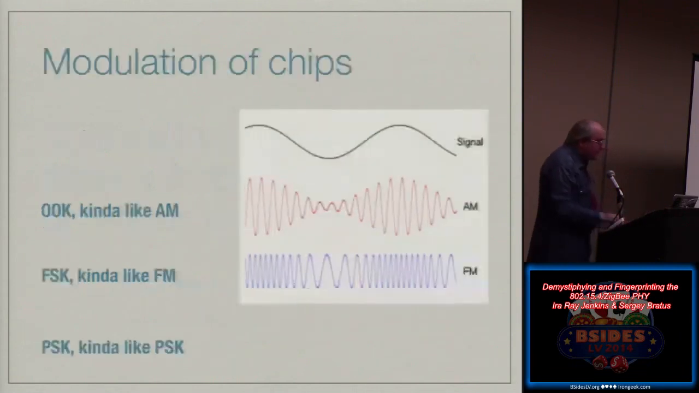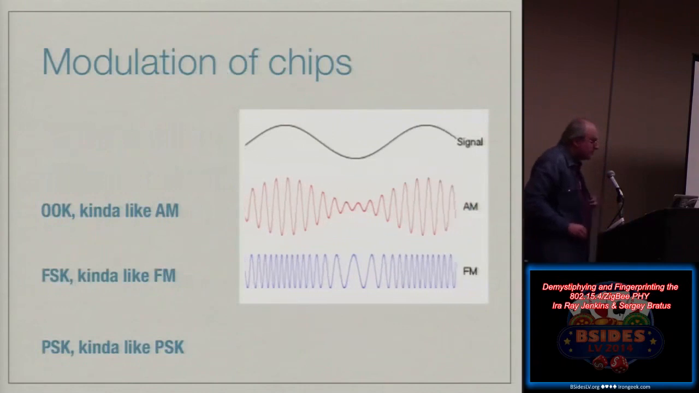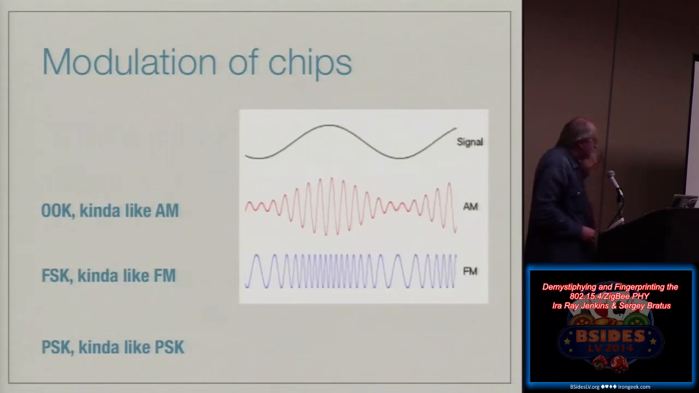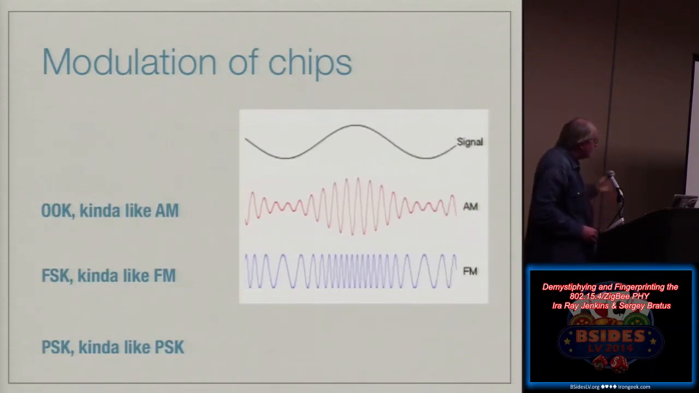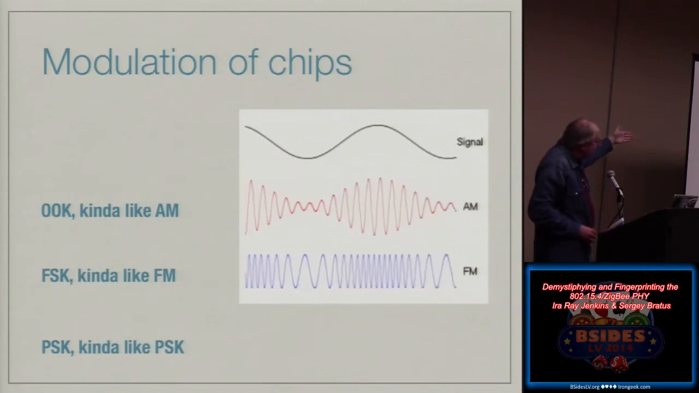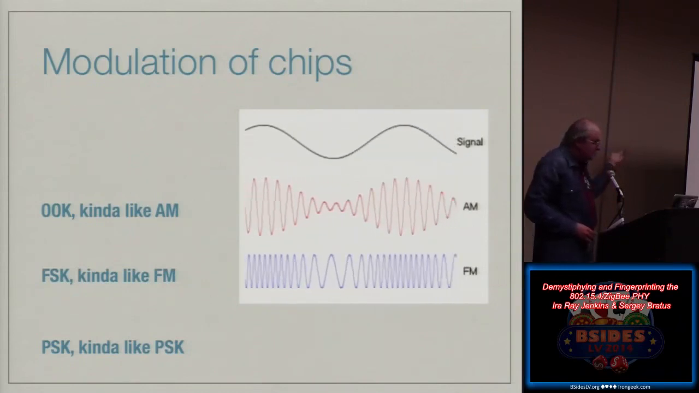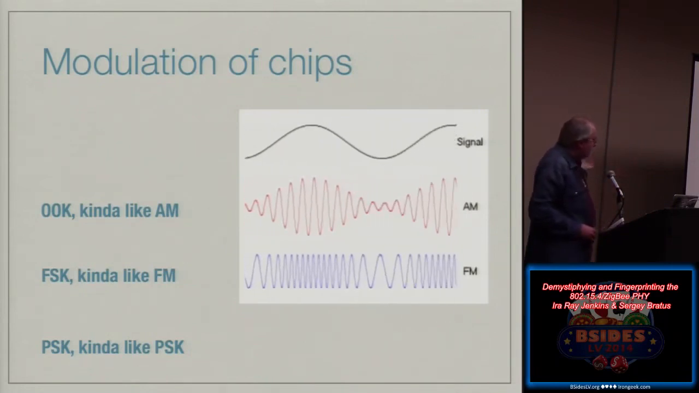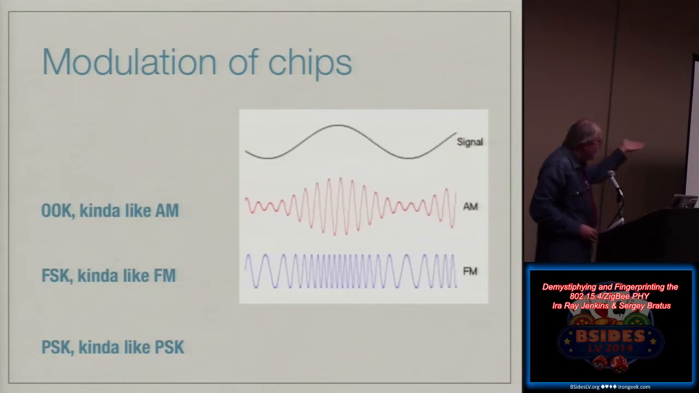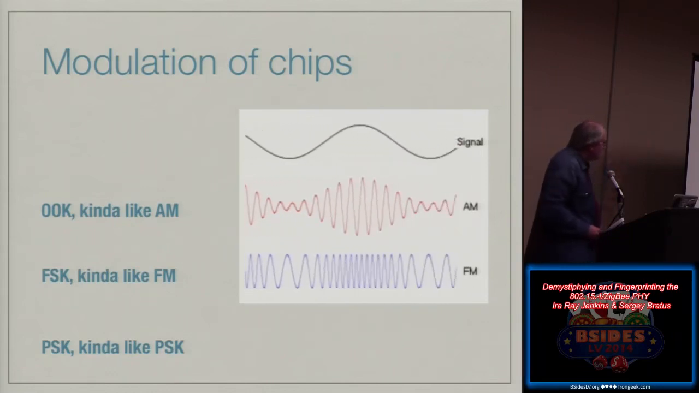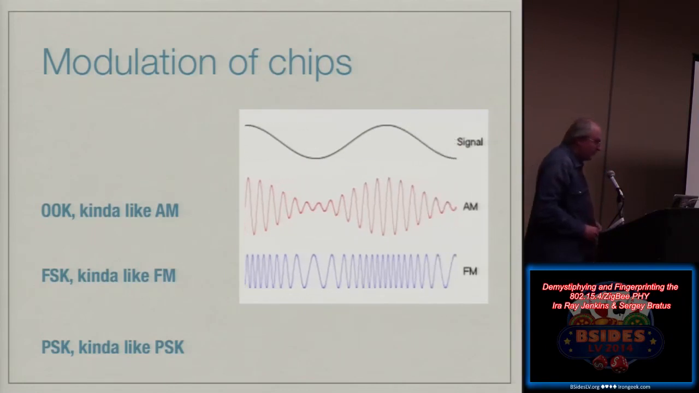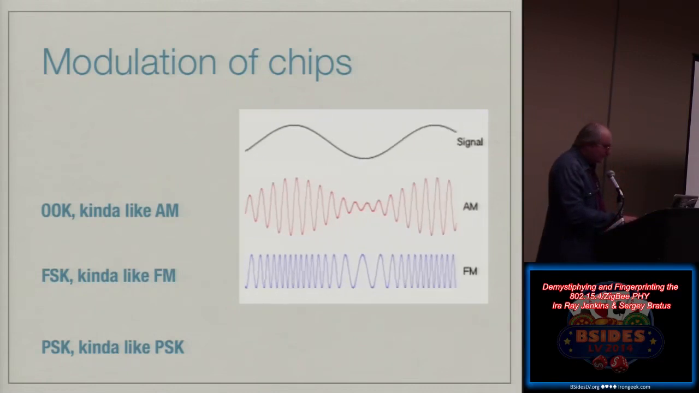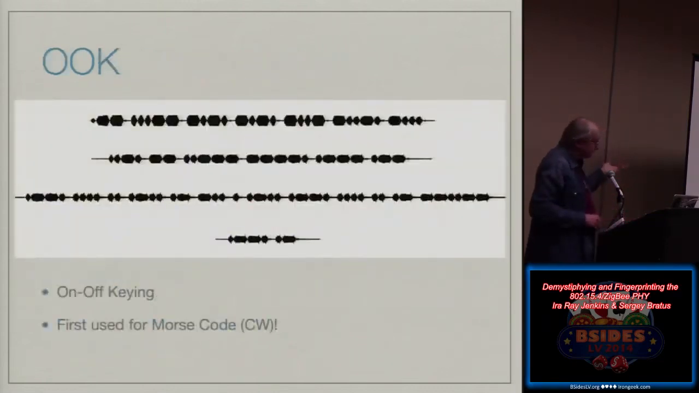Okay, so then, of course, for completeness, we should look at the modulation of chips. And modulation is, conceptually, quite simple. Again, you have your sine wave at a particular frequency, and you can do things to it, modify it, and the receiver on the other end will pick up on that. So you can have amplitude modulation, or frequency modulation, or phase shift modulation. Or you can have just on-off keying.